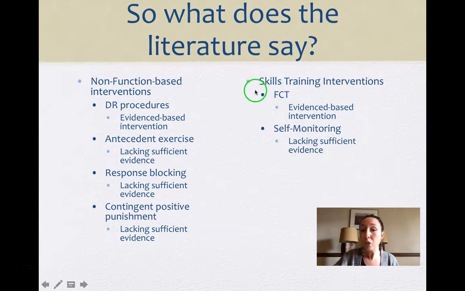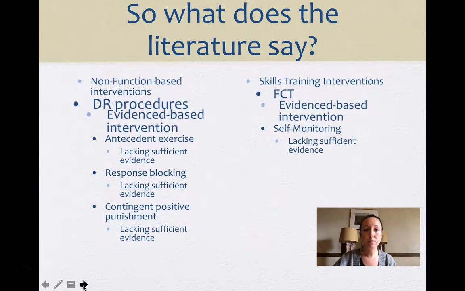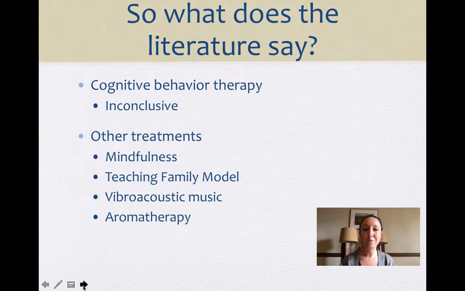When we're looking at skills training interventions, functional communication training is considered an evidence-based intervention, especially when it's used with behaviorism practices as well. And currently self-monitoring is lacking sufficient evidence for decreasing aggressive behavior. So there we go. All right. Cognitive behavioral therapy is currently inconclusive.